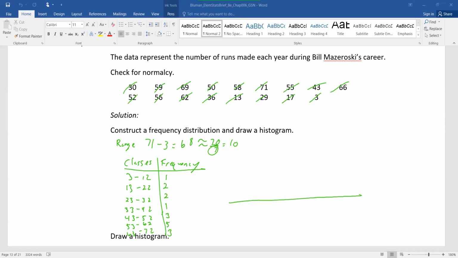So I do my little histogram here. My first one has 1. Then I got 2, 2, 1, 3, 5, and then 3. So do we think this one's skewed? Yeah, definitely going to be skewed to the right.